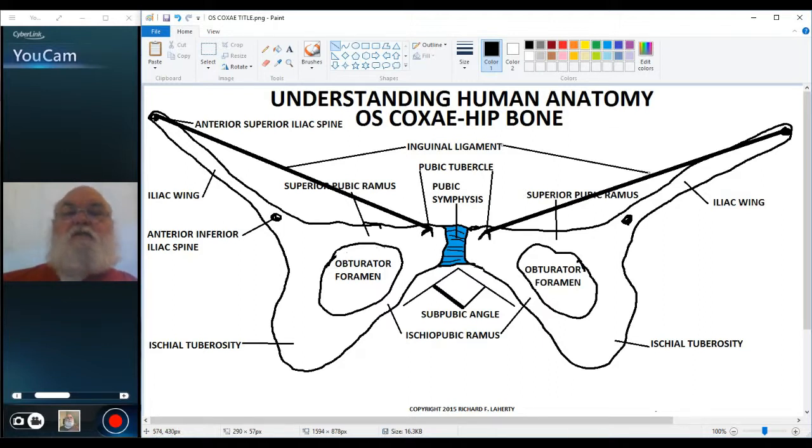So this is the anterior view of the os coxae. In the next video, we'll look at the posterior view of the os coxae.